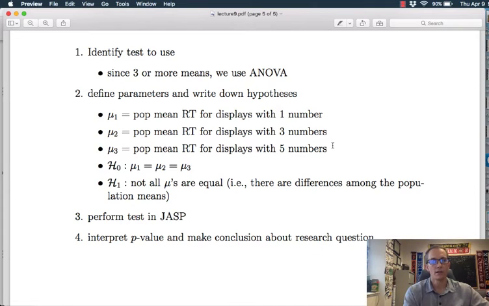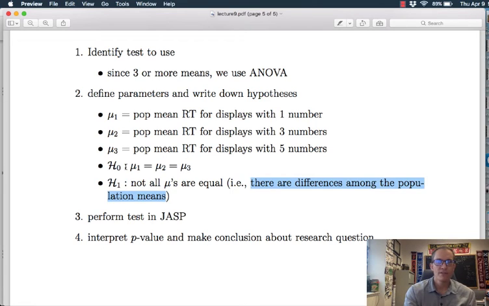Now, how do you write the null and alternative? Well, the null is that all the means are equal. Mu1 equals mu2 equals mu3. The alternative is essentially not this, all right? So not that mu1 equals mu2 equals mu3. So a concise way to write that, I think, is not all the mu's are equal. And what this means is that there are differences among these population means. Now, unfortunately, it doesn't tell you which one is different from the others, and you have to do some other things to answer that, but that's beyond the scope of this lecture.